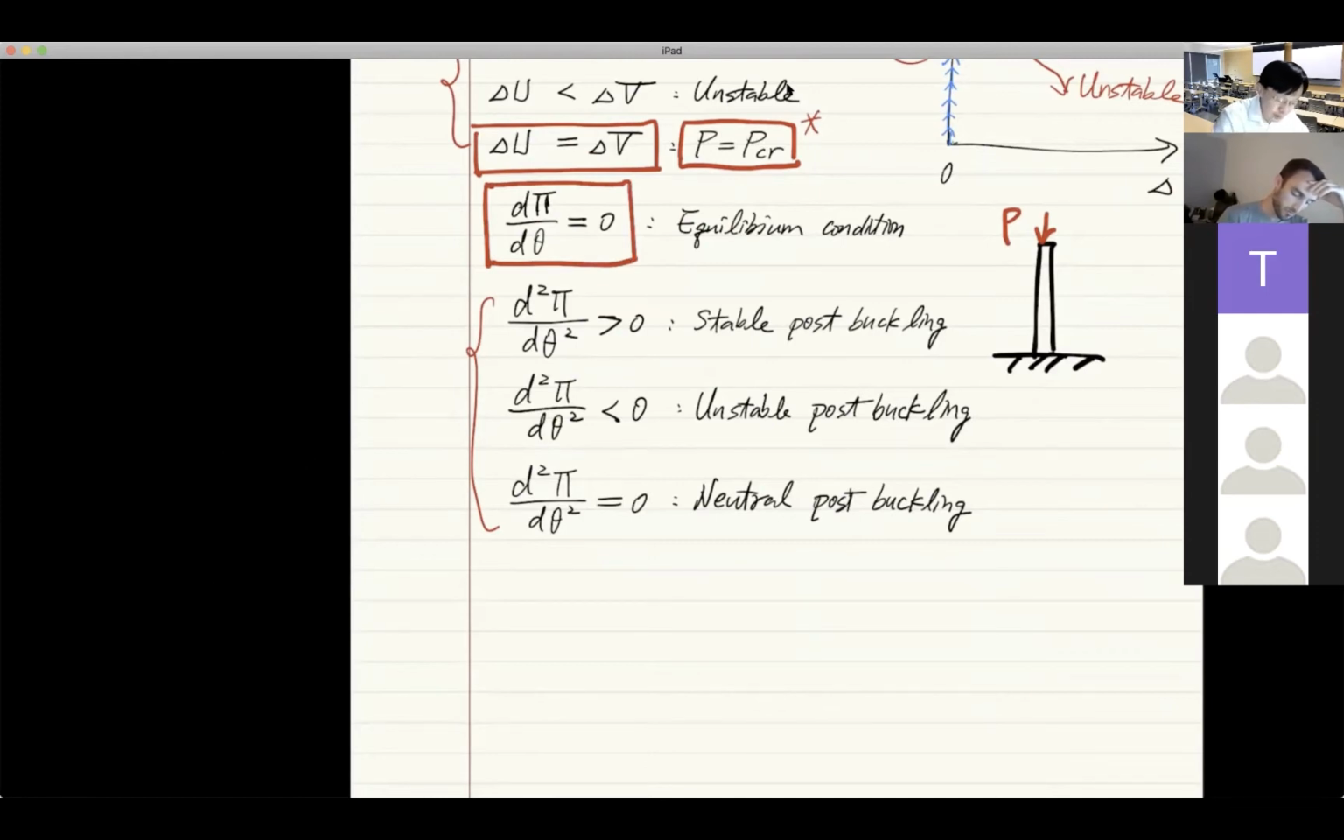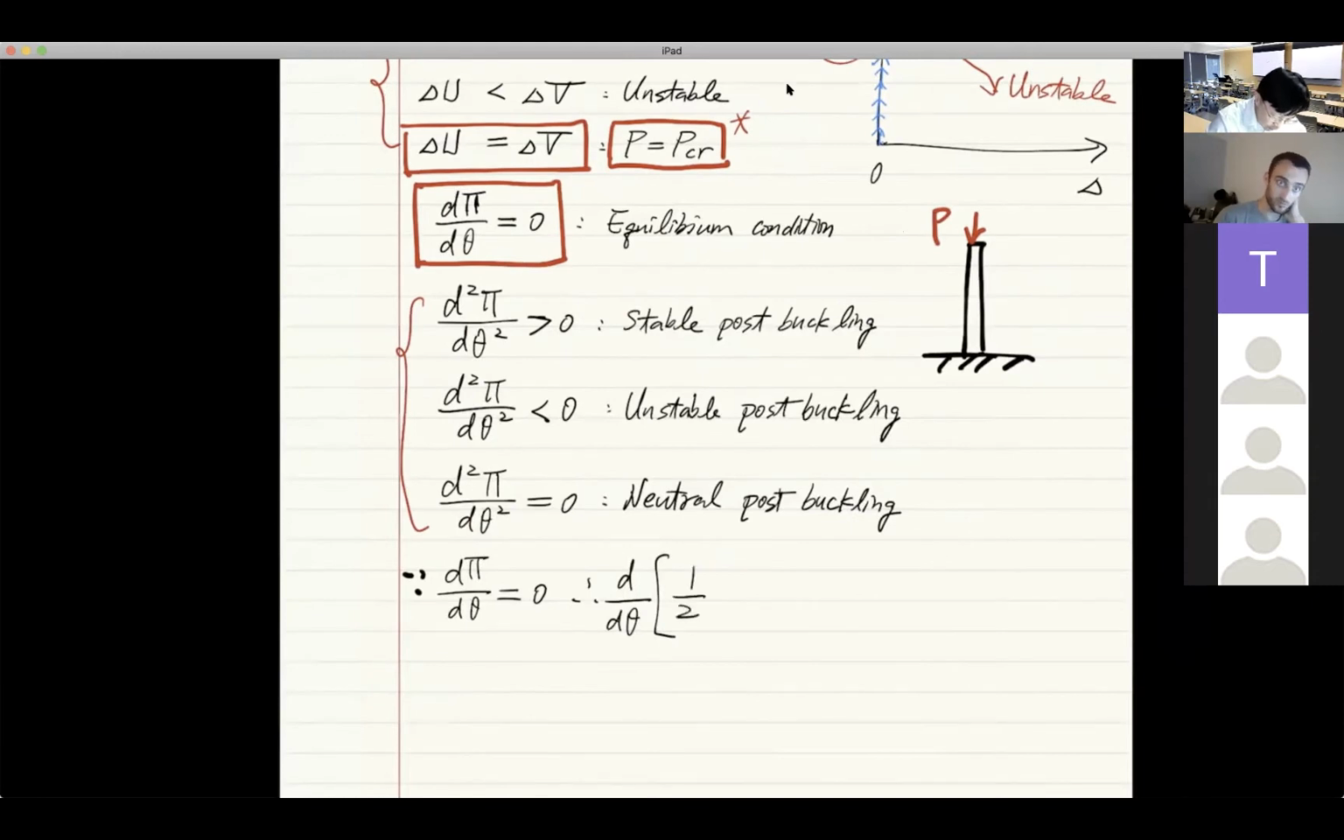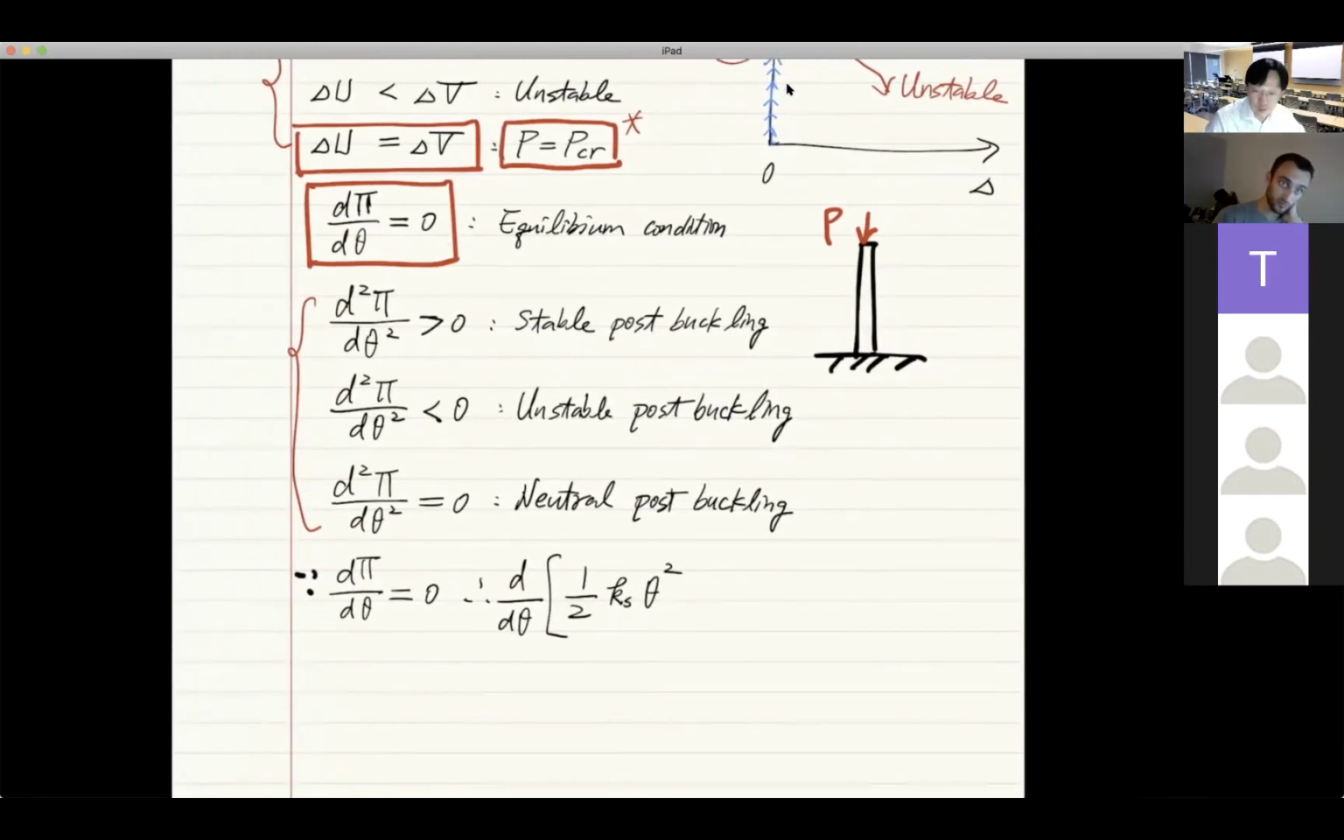Suppose we use this one, because we have the expression of capital pi, right? Then we can use this one to find out. And because we said the derivative of the total potential energy with respect to theta must be 0, this is how we're going to find it. Which means you're going to differentiate this expression. That is the difference between strain energy and external work. And strain energy has the expression of 1/2 of Ks times theta squared. That's strain energy. What is external work? External work is P times L times 1 minus cosine theta, right?